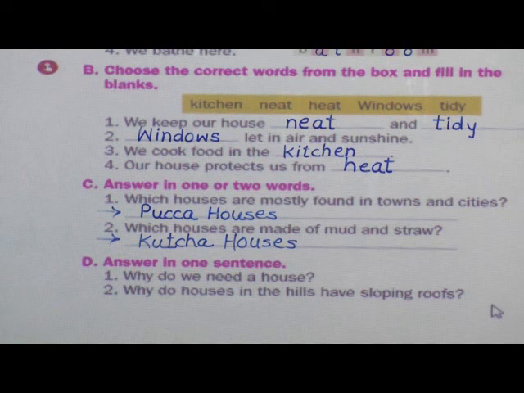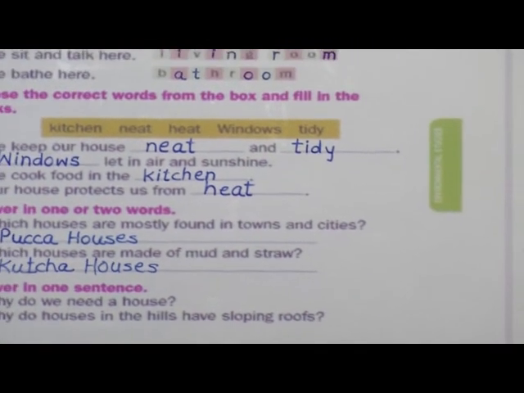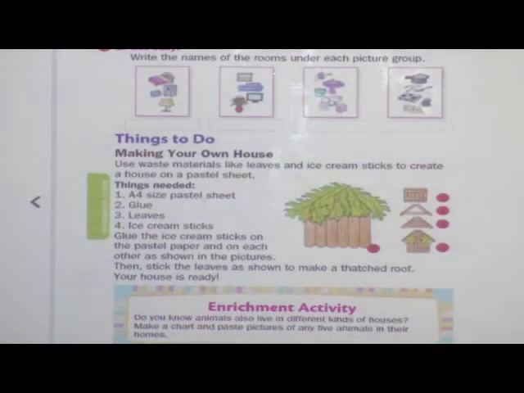Tell me, the houses which are in hilly area, why they have sloping roofs? See, the houses in the hills have sloping roofs because it lets rainwater and snow slide off easily. Is that clear? Turn the page.